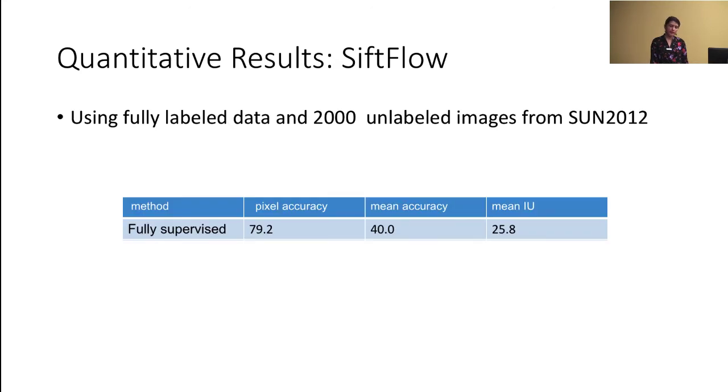The SiftFlow dataset has more classes. It has 33 categories, and we don't have any unlabeled data for SiftFlow, but we use the SUN 2012 dataset, which has very similar categories and very similar images, and we use that for our unlabeled data. So using only fully labeled data, again, we get, for example, for mean IU 25%. Using this free unlabeled data, we get 28.